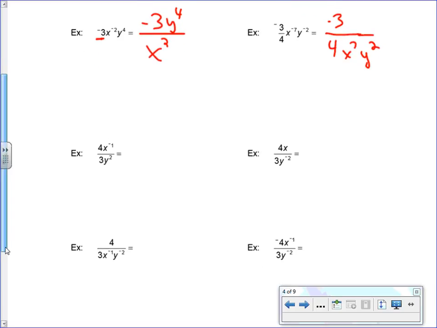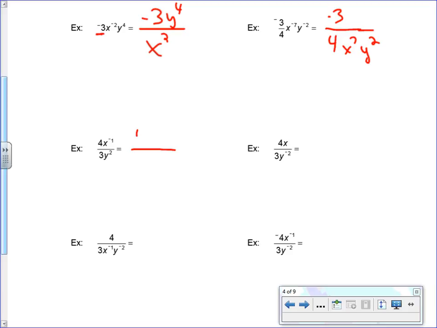Okay, next example, do you move the 4? No. Do you move the 3? No. Do you move the X? Yes. Do you move the Y? No. One of the most common mistakes is for people to say to themselves, if it has a positive exponent, put it on the top. That's not right. If it has a positive exponent, leave it where it is. Okay? Leave it where it is. Don't flip it. Okay? And the next one, we don't move the 4, we don't move the 3, we don't move the x, and the y comes up to the top. And no negative exponents in our answers.